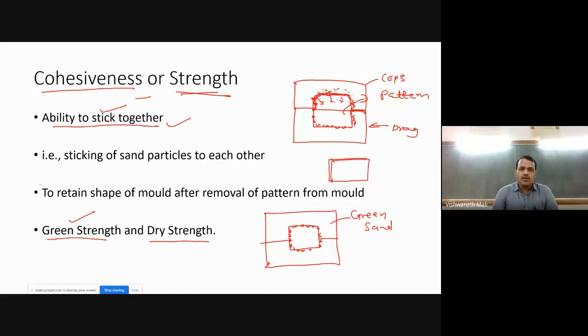Okay. Now after making this mold, what do we do? We go for baking. So after baking, what happens? It becomes dry sand. After baking, right? It becomes dry sand. Then what do we do? We pour the molten metal.